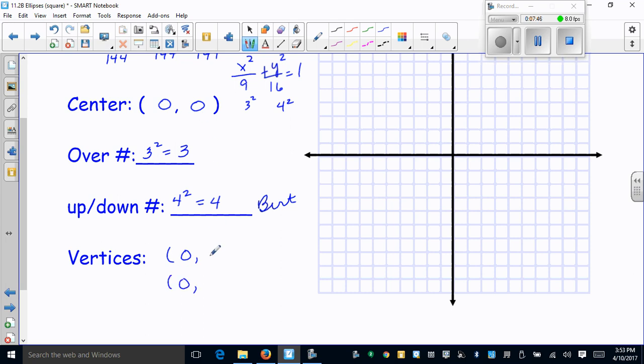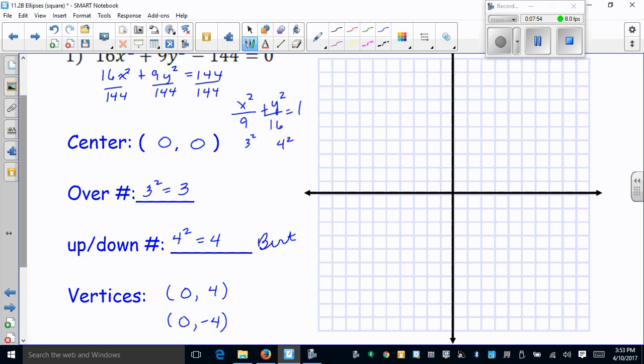This time we can graph this thing. So on this one here, center is 0, 0. There it is, 0, 0. And then my vertices is 1, 2, 3, 4, 0, 4. 1, 2, 3, 4, -4. And then over 3. And over 3. Okay. And all we have left to do is to draw our ellipse. And there you guys have it.